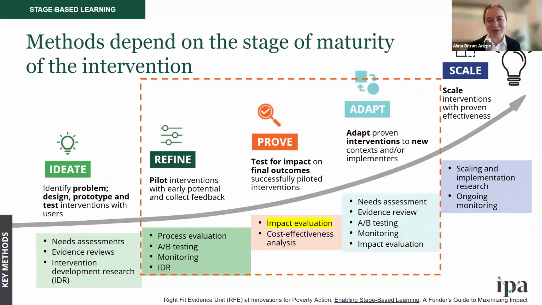So again, we lay this out because during the next slides, we're going to be talking mostly about evidence from impact evaluations, RCTs, and quasi-experimental studies. This is not to say that all of the other great research that is being done in the human trafficking space is not important. On the contrary, we need all of this research in order to be able to move along the path to scale. But we are going to be focusing on the proof, adapting, and refinement stages specifically.